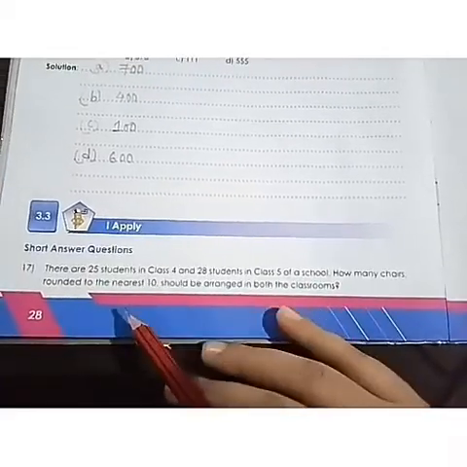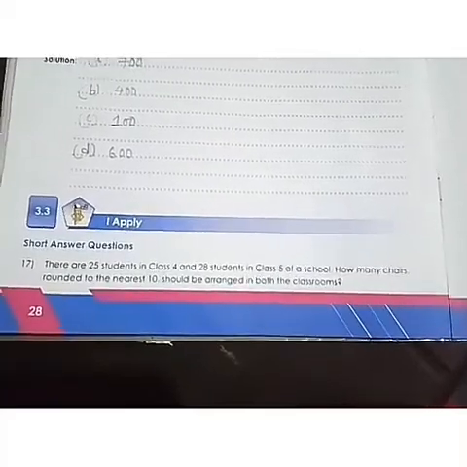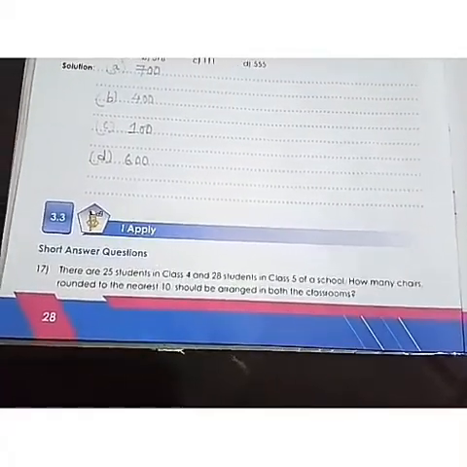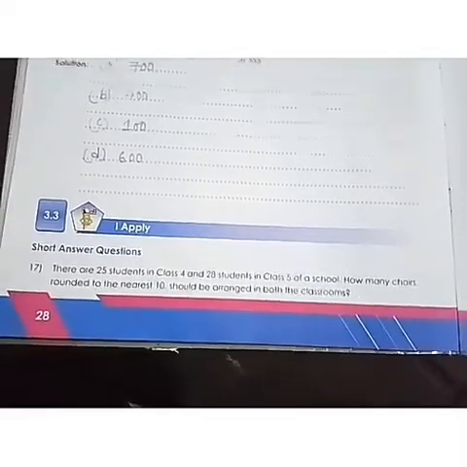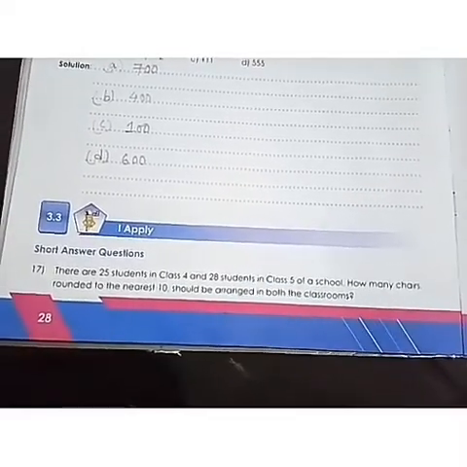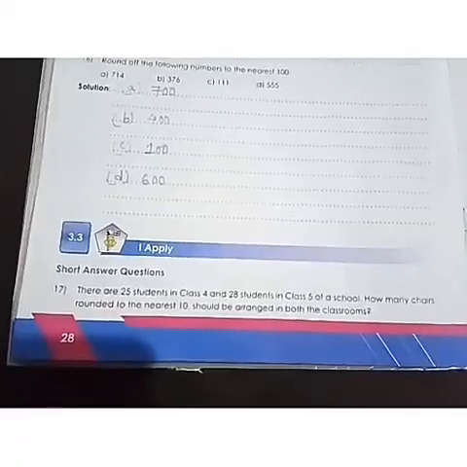All right, so let me read out the question. There are 25 students in class 4 and 28 students in class 5 of a school. How many chairs, rounded to the nearest 10, should be arranged in both the classrooms? So there are 2 classrooms, class 4 and 5. The number of students in class 4 is 25 and in class 5 is 28. We have to round the numbers to the nearest 10, and find how many chairs should be brought in both the classrooms to arrange it.